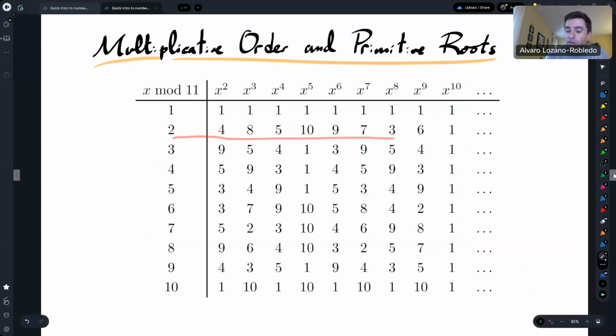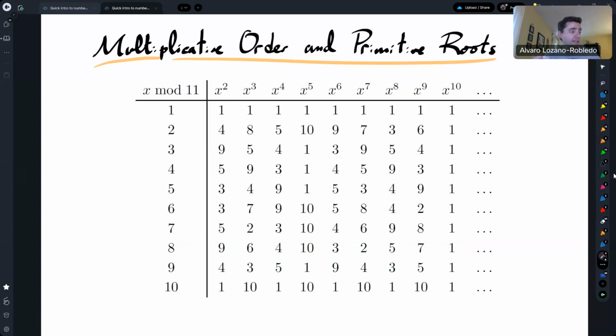For 2, the first time it happens is 10. But for 3, that's not the case. For 3, the first time it happens is for 5. And for 10, it's not 10 to the 1 that is 1, but 10 to the 2 is 1. So the first time you hit a 1, that is called the multiplicative order of an integer modulo p.